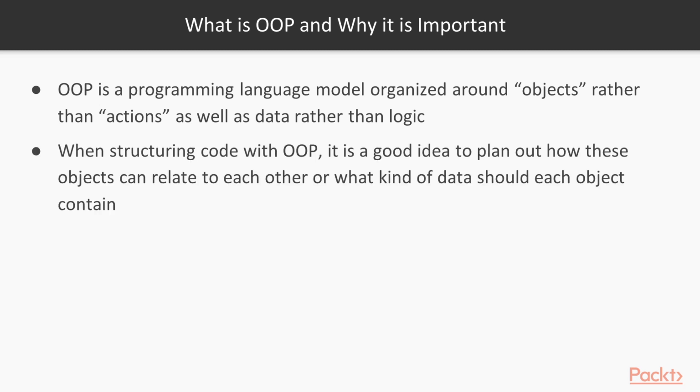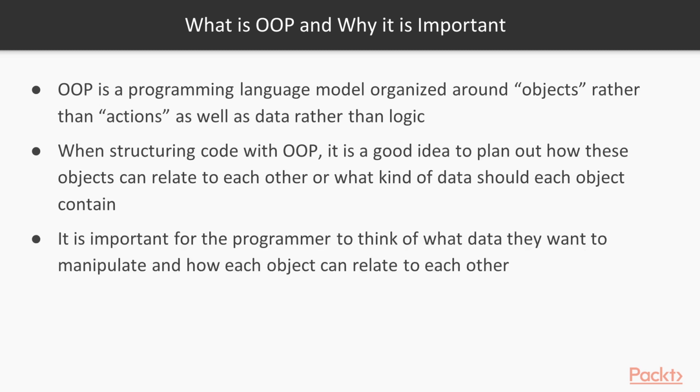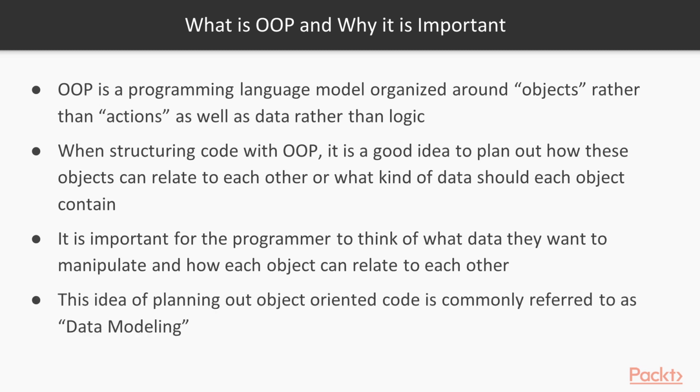When structuring code with OOP, it is a good idea to plan out how these objects can relate to each other and what kind of data each object should contain. It is important for the programmer to think of what data they want to manipulate and how each object can relate to each other. This idea of planning out object-oriented code is commonly referred to as data modeling.